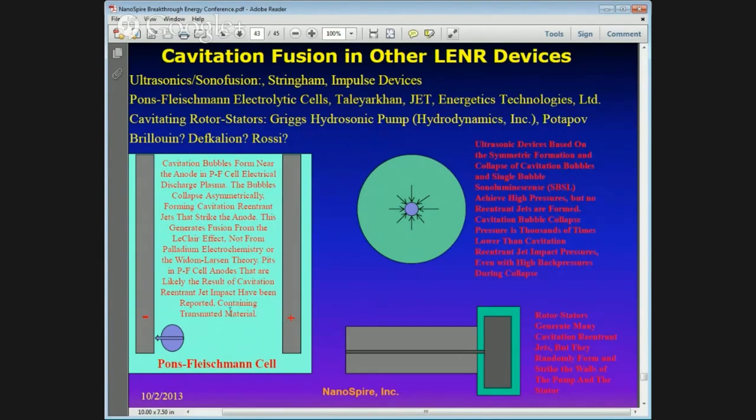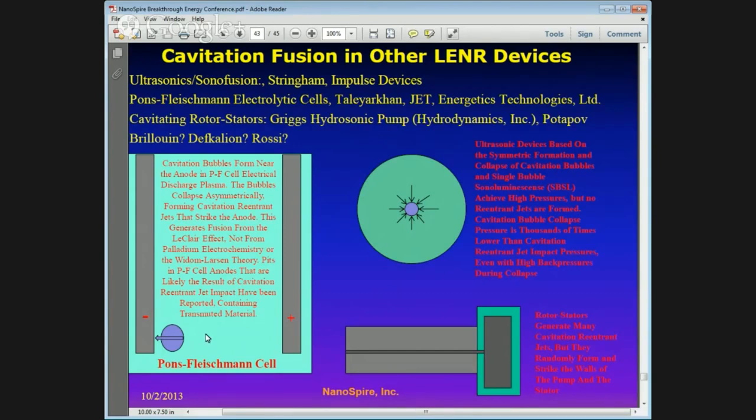By the way, the distribution of the elements in the electrodes in the Pons Fleischmann cells ended up being exactly the same distribution that I saw with cavitation, and yet I did it without any palladium, without heavy water. So the common thread, it was cavitation in both instances. I produced 1,000 times the concentration and 1,000 times the thermal output, all right? But bottom line is it was the same mechanism that was at work at both.